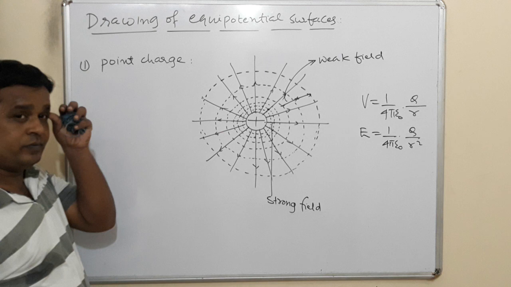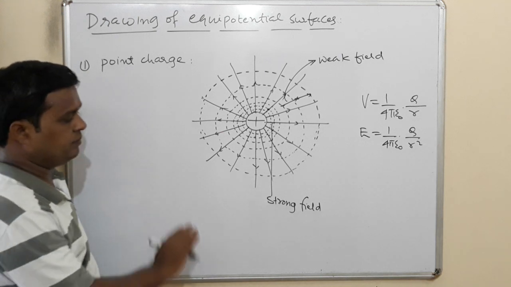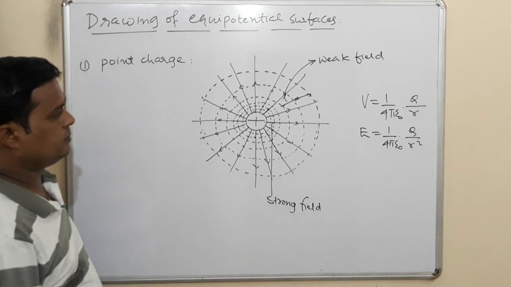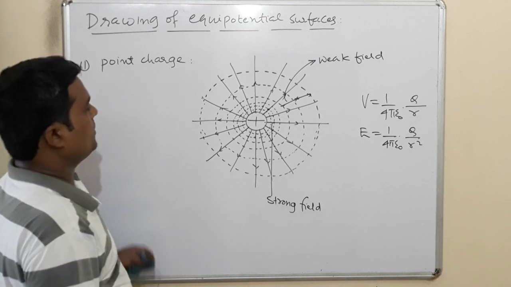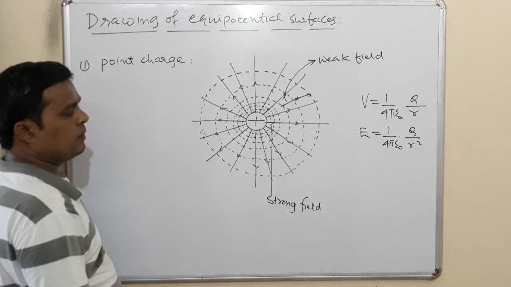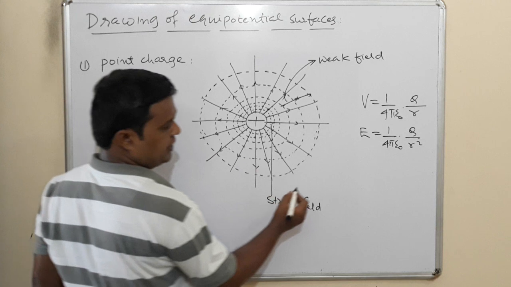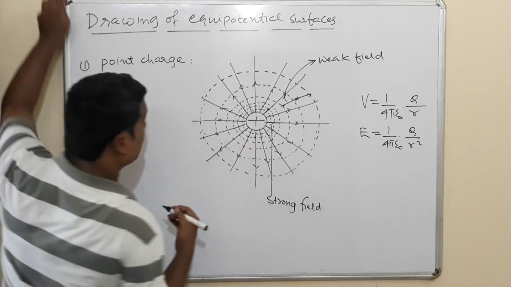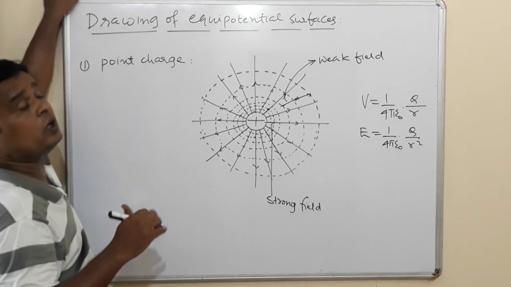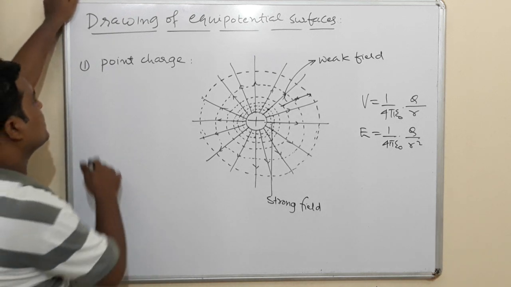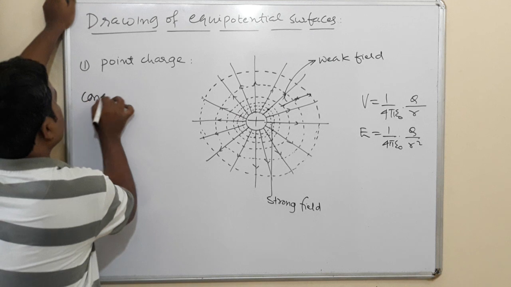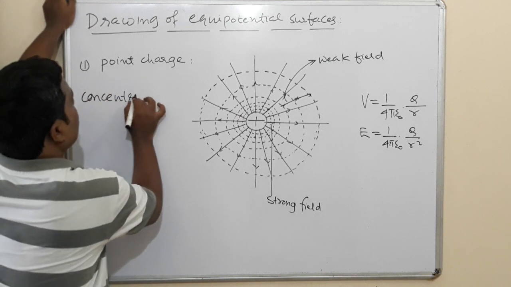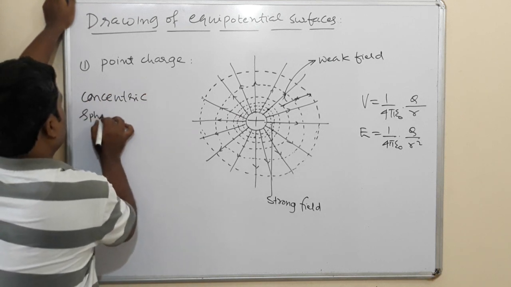Now this is for a point positive charge. That means for a point positive charge, what will be the shape of the equipotential surfaces? The shapes of the equipotential surfaces are nothing but concentric spheres.